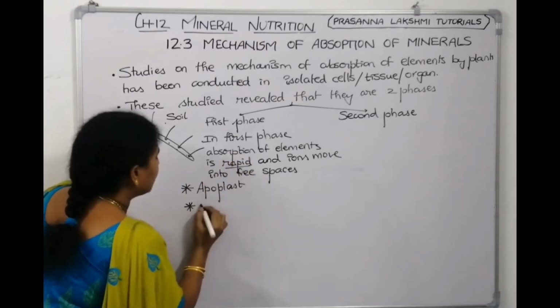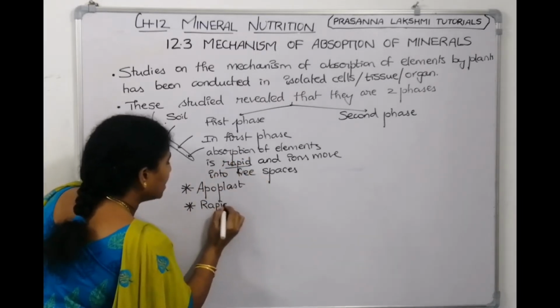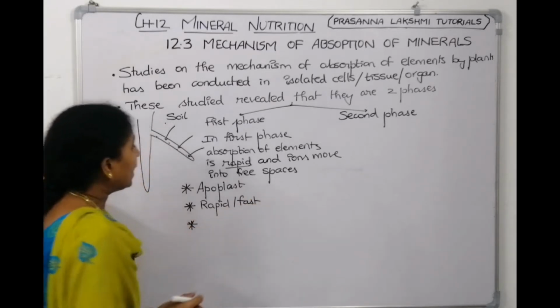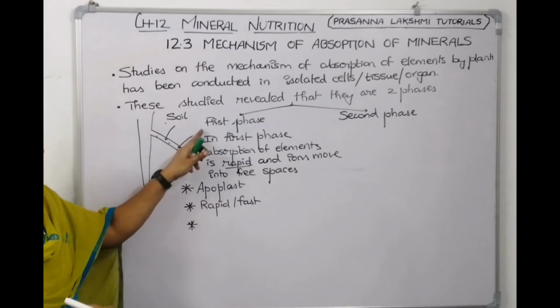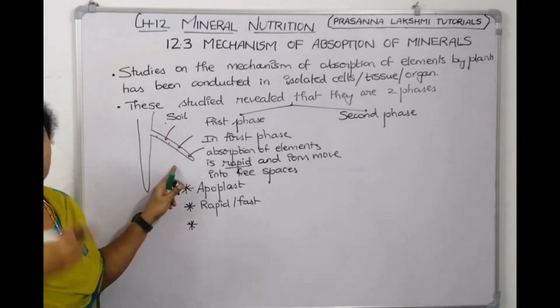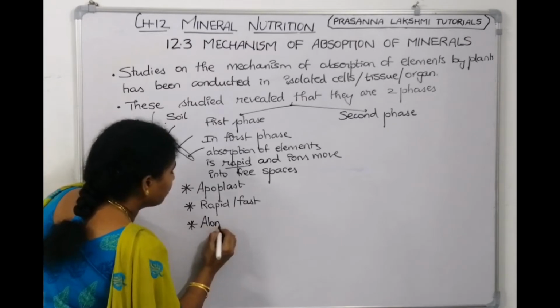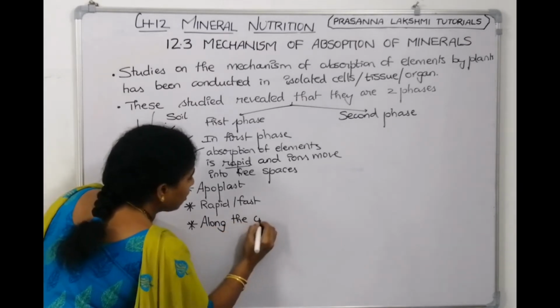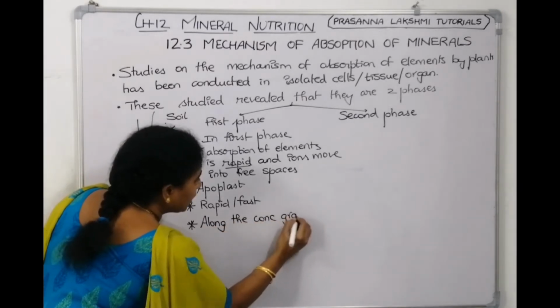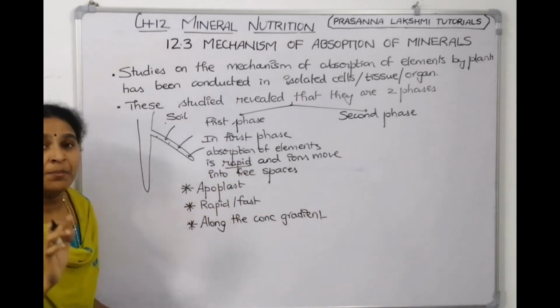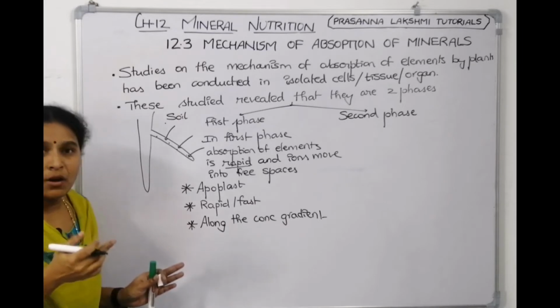Where did we write? Yes, it is a rapid movement, which means it is a fast movement. The particles are coming from high concentration to low concentration, which means along the concentration gradient. Ions are moving along the concentration gradient, from high concentration to low concentration, and the movement is rapid or fast.